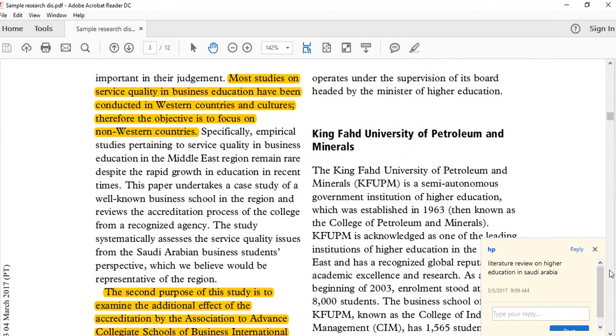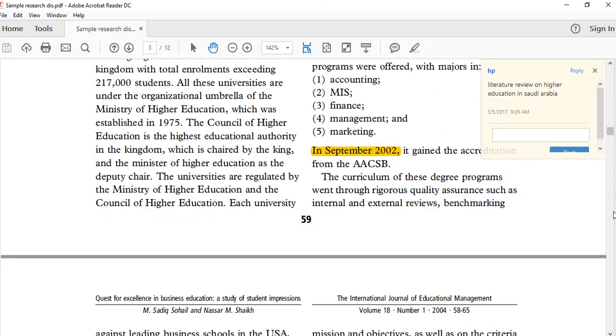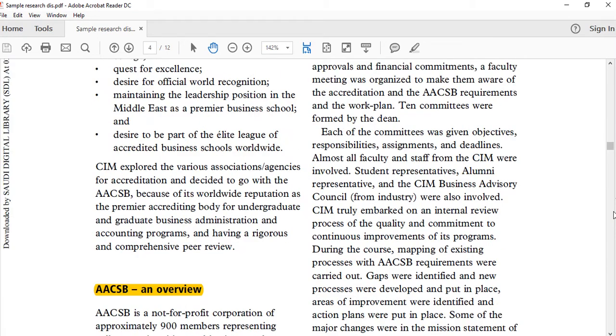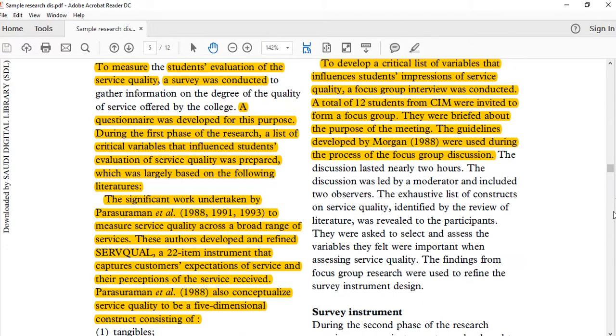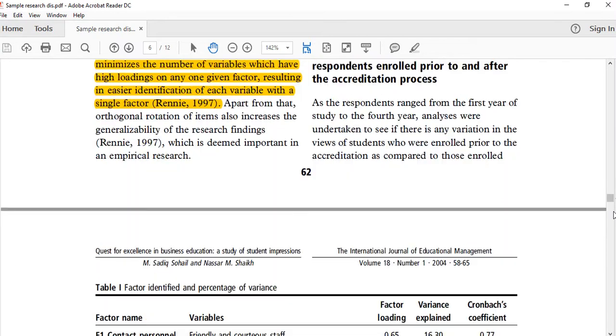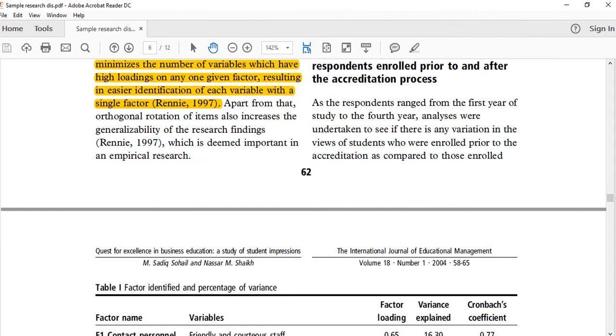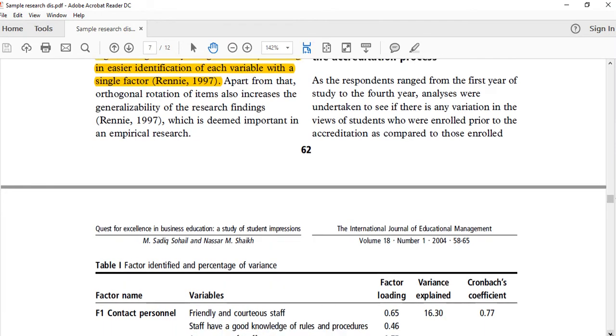Similarly, this article is about how students' satisfaction is measured. So this is about King Fahd University of Petroleum Management, College of Industrial Management, and everything is here. You will go through all the things. You will write the summary of the article. This is the scale that they have used to measure satisfaction.